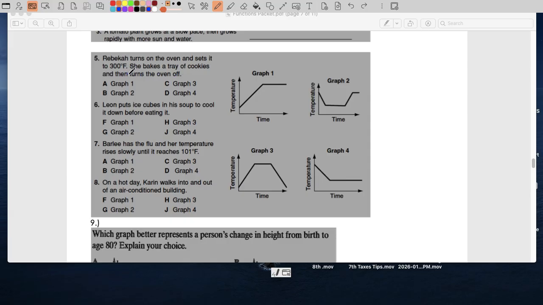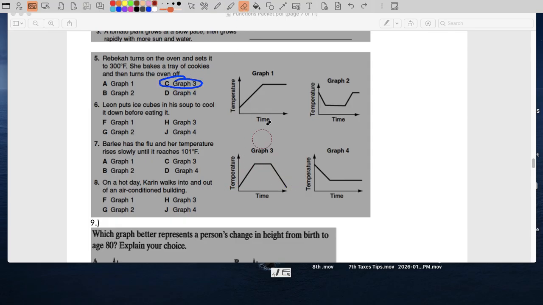Rebecca turns the oven on and it sets at 300 degrees. She bakes a tray of cookies and turns the oven off. So where would that be? Right here. Like that, like this one. Remember, the oven is not at 0 degrees, so it's a certain room temperature. It goes up, bakes the cookies, she turns it off, and it goes back to room temperature. So definitely graph 3.